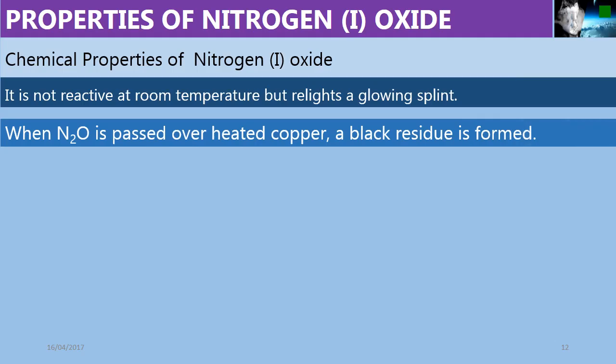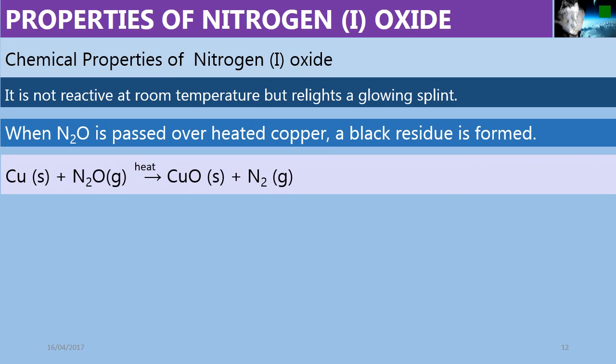When nitrogen 1 oxide is passed over heated copper, a black residue is formed. Why is this so? Nitrogen 1 oxide gives off its combined oxygen to copper to form copper 2 oxide, which is usually black in color. The equation for the reaction is given here. Nitrogen gas is evolved.